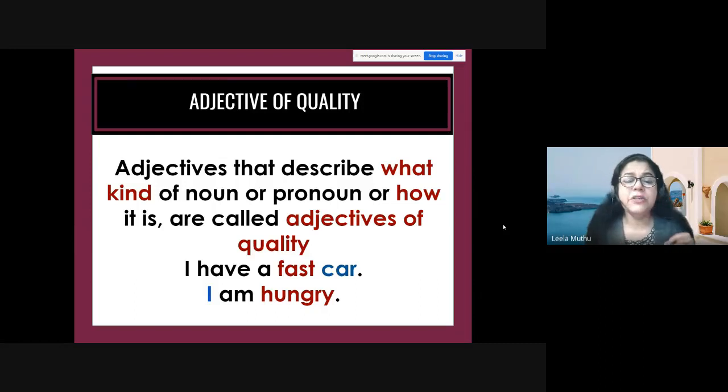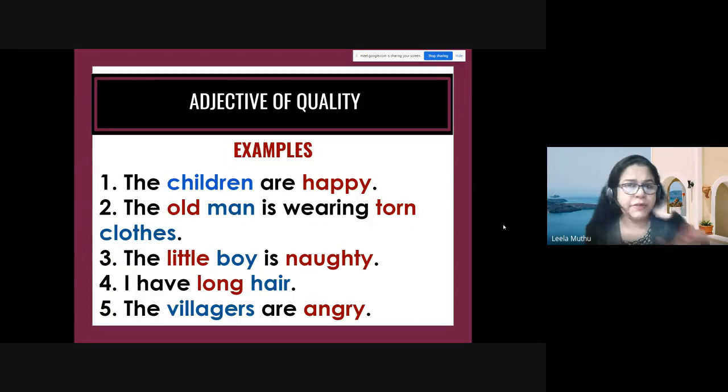Okay, so these sorts of adjectives which describe how the noun is or what kind it is are called adjectives of quality. I'm going to give you a lot of examples. The children are happy. How are the children? Happy. The old man is wearing torn clothes. Here, I'm sure you would have noticed that the man is being described as old and the clothes are being described as torn. How are they? Man is old, clothes are torn.